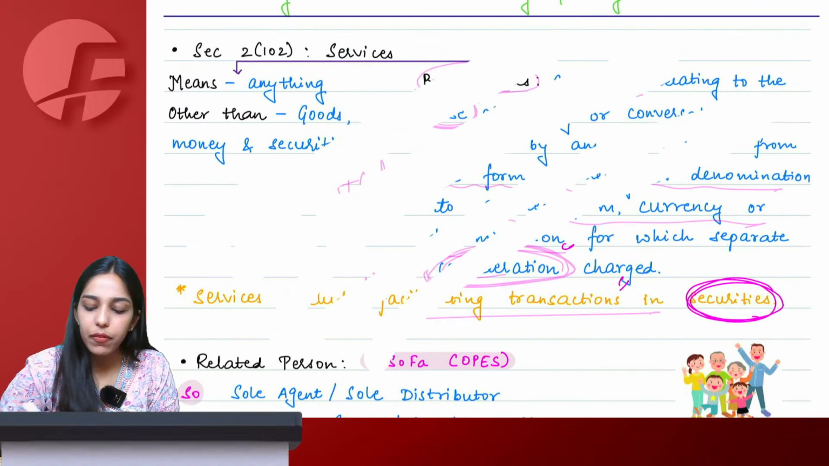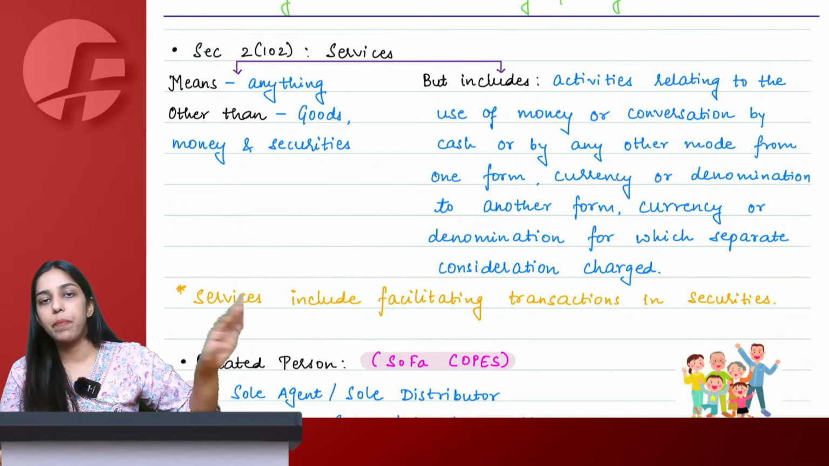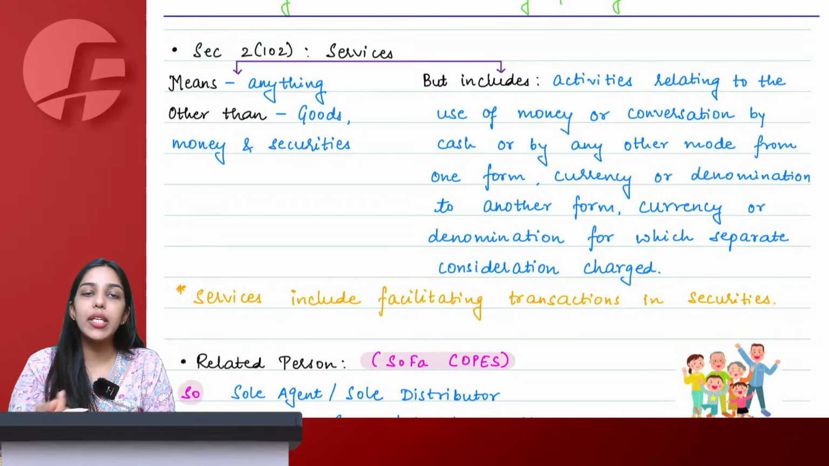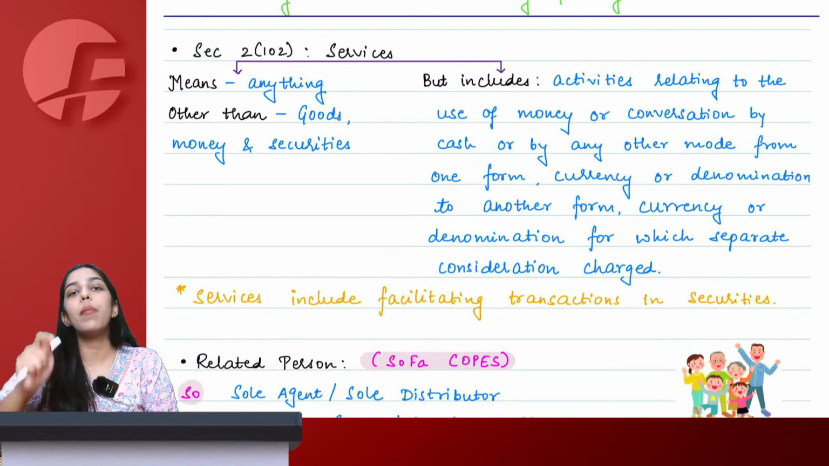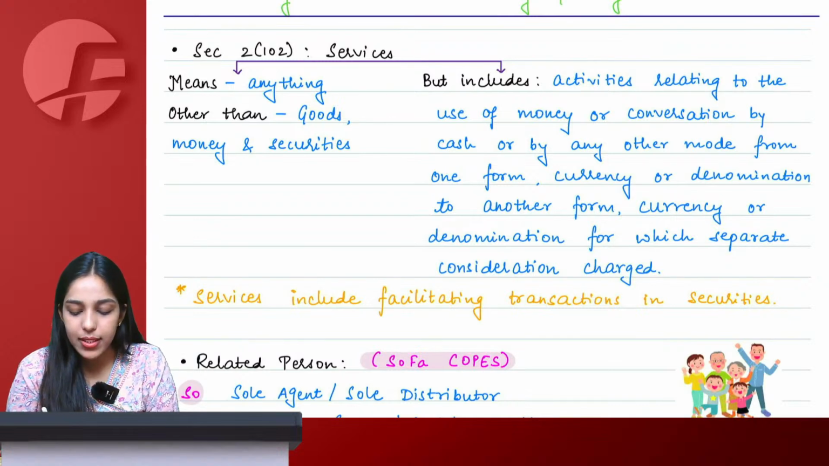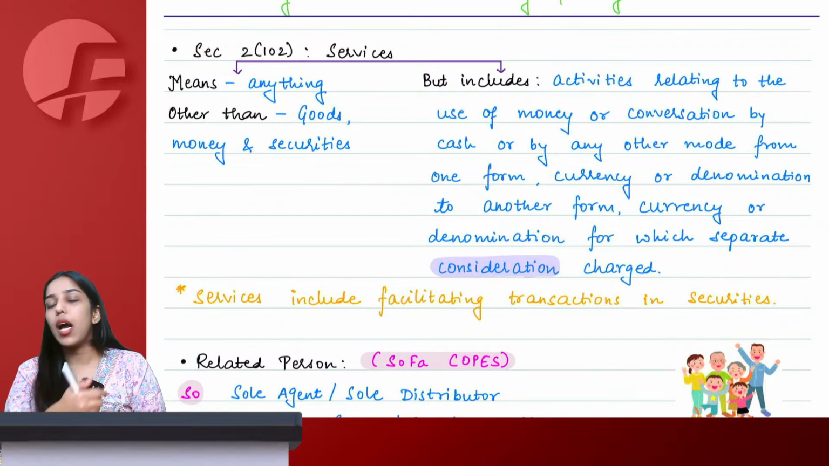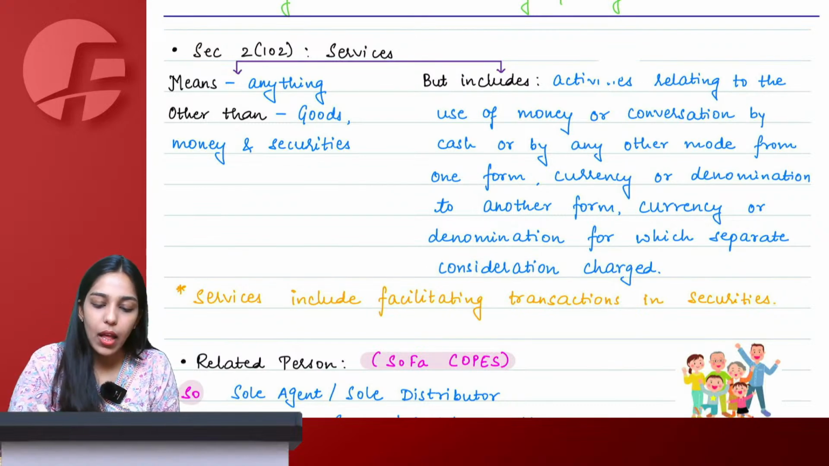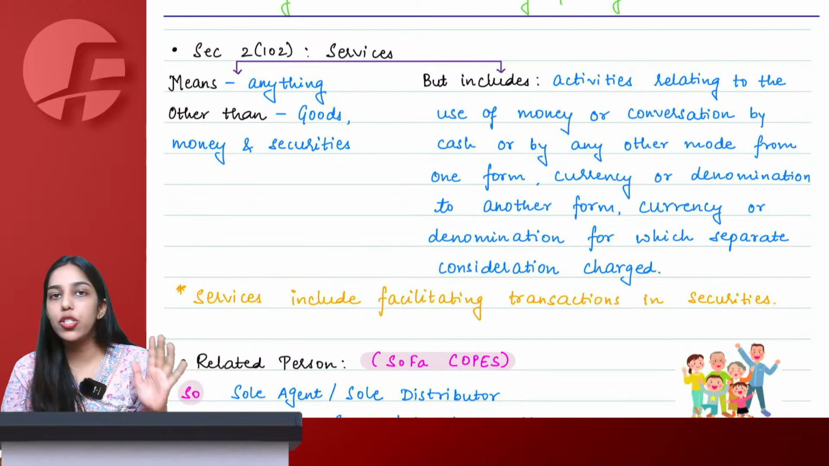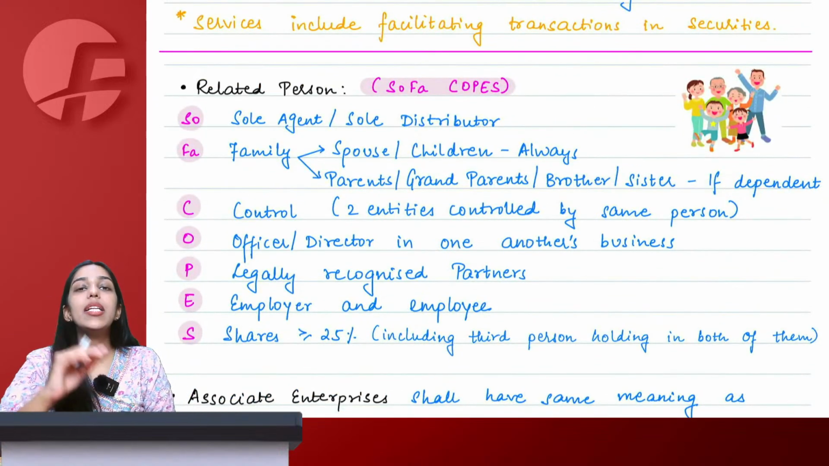So to revise everything, to sum up everything, I would say service means anything other than goods, money, security, but includes use of money or conversion from one form currency denomination to another form currency denomination for which you are charging a separate consideration. Quickly tell me, are we all in a position to write the definition of goods or services today? Say yes or no.